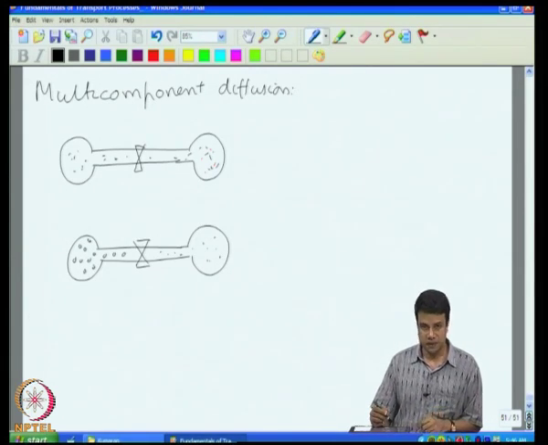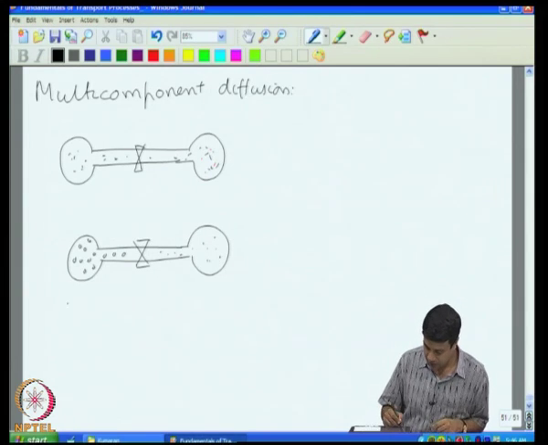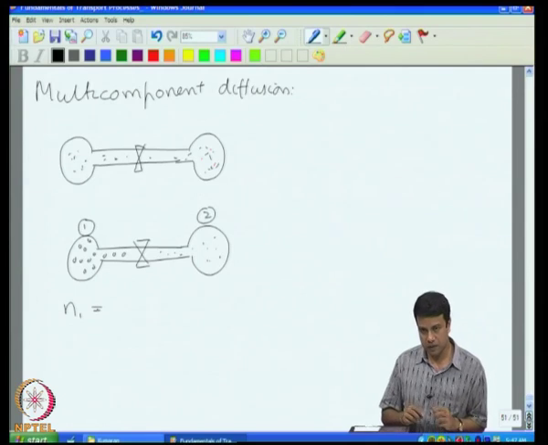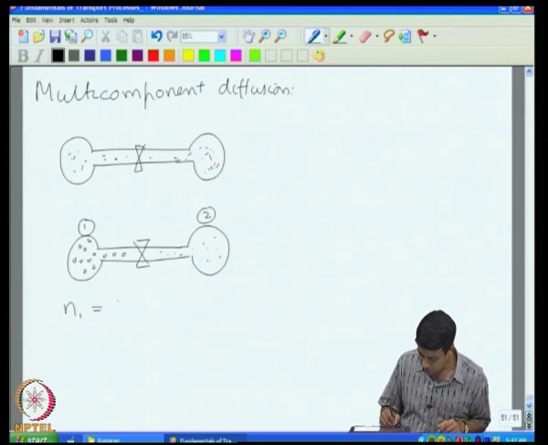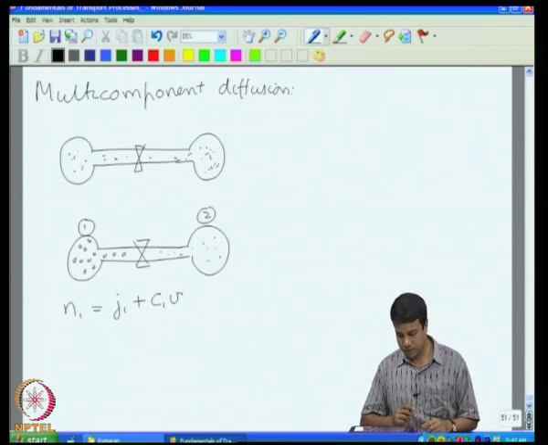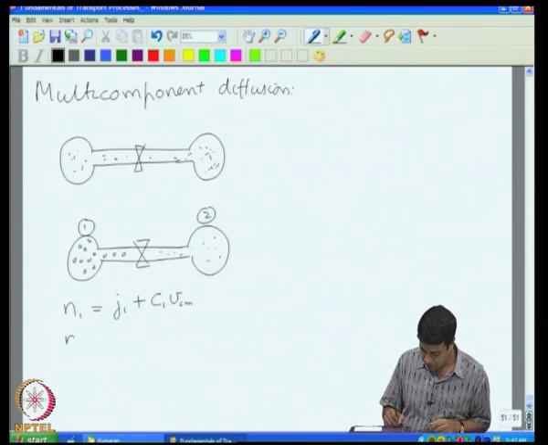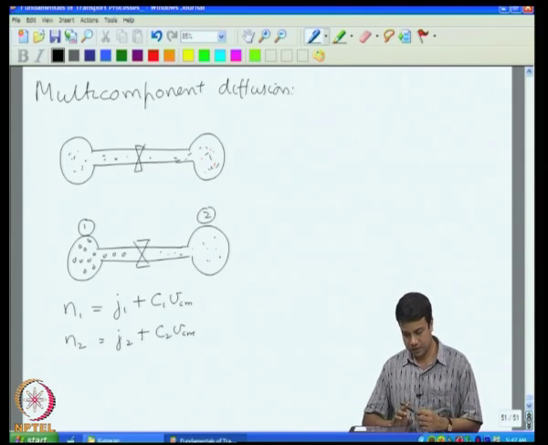You have to write the fluxes a little differently. I write the flux of one component, let us say this is component 1 and this is component 2. I write the flux of one component as the diffusion flux plus the concentration times the velocity of the center of mass. And I write the flux of the second component as the diffusion flux plus the concentration times the velocity of the center of mass.